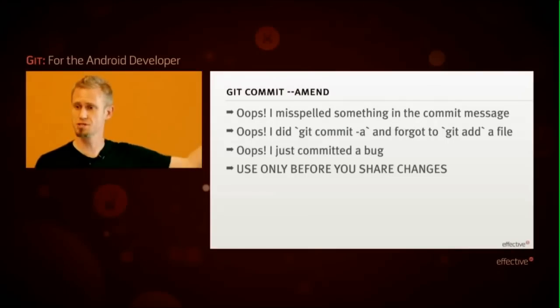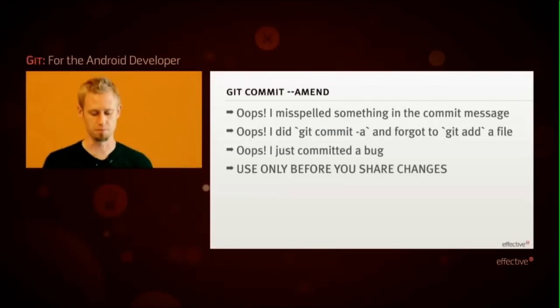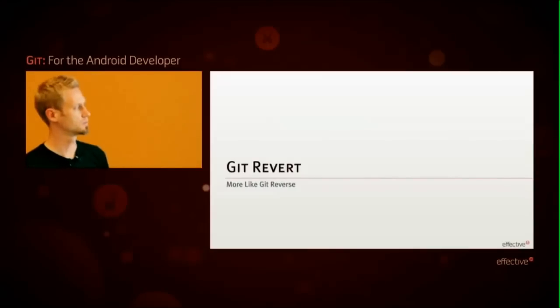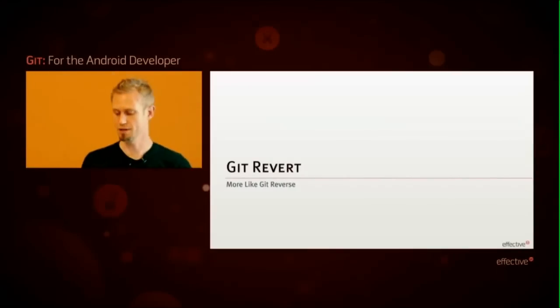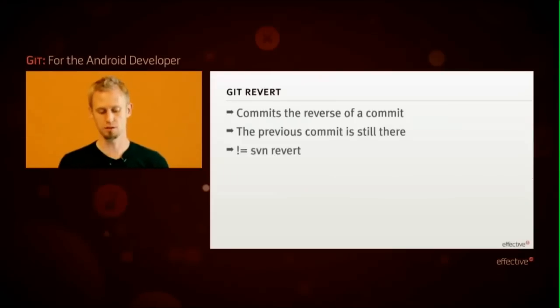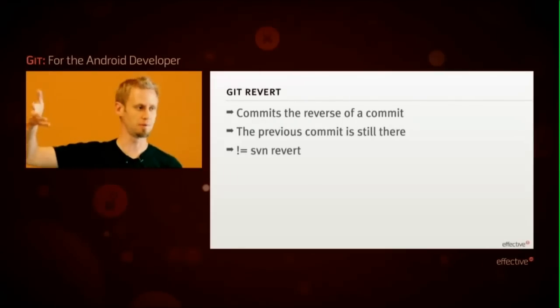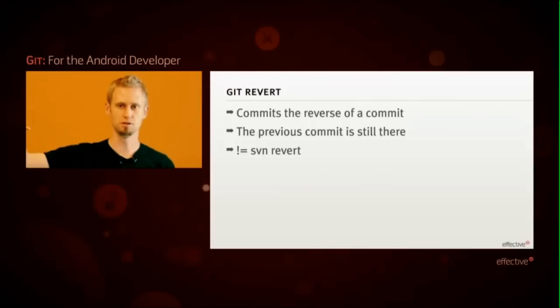So once you've pushed some changes, do not use git commit --amend. It's just bad form, although it is possible. What you want to use instead is probably something like git revert. It's kind of more like git reverse because what it does is commit the exact opposite, like the complement of the patch of another commit.